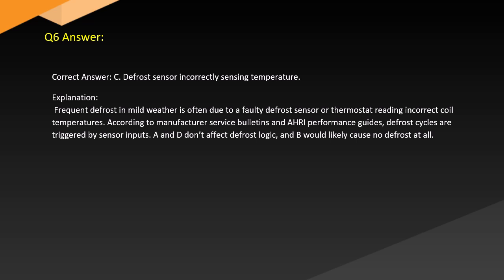Answer. Correct answer: C. Defrost sensor incorrectly sensing temperature. Explanation. Frequent defrost in mild weather is often due to a faulty defrost sensor or thermostat reading incorrect coil temperatures. According to manufacturer service bulletins and RE performance guides, defrost cycles are triggered by sensor inputs, and D doesn't affect defrost logic, and B would likely cause no defrost at all.